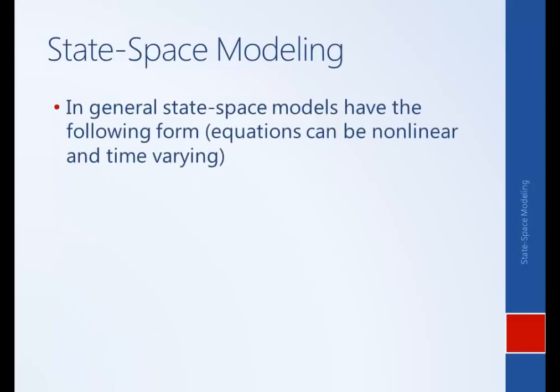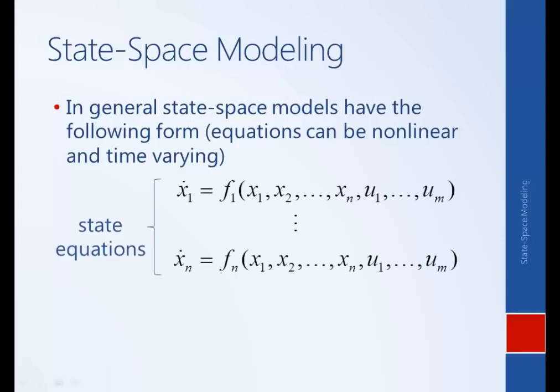In general, state space models have the following form. We have a derivative for each of the state variables, and each of those derivatives is a function of the other state variables and all of the inputs, where there could be more than one input. You'll notice that these are all first-order differential equations. They have a single first-order derivative being a function of non-derivatives, of only state variables and inputs.